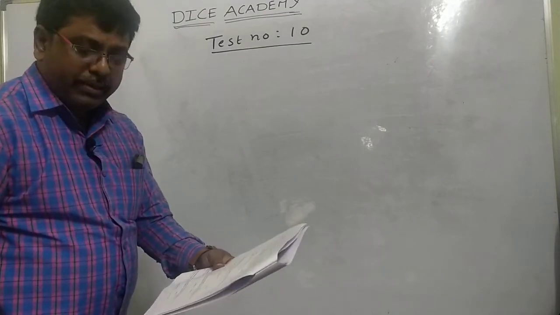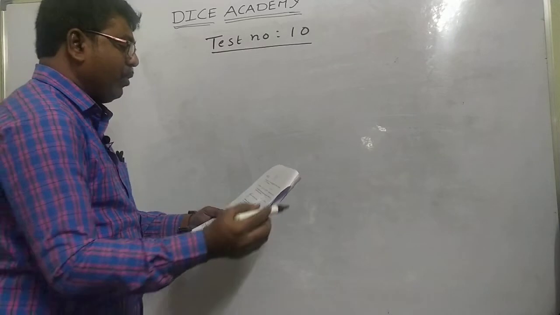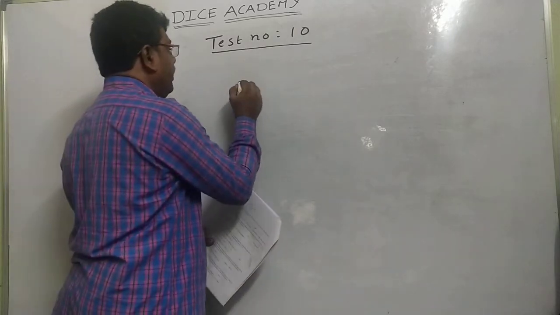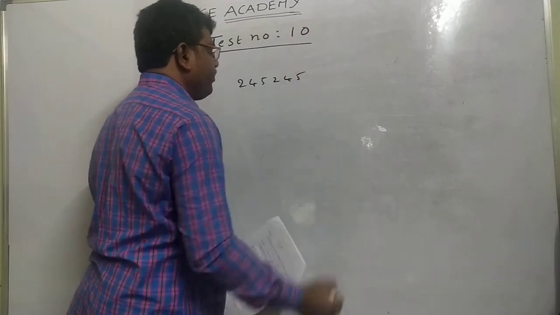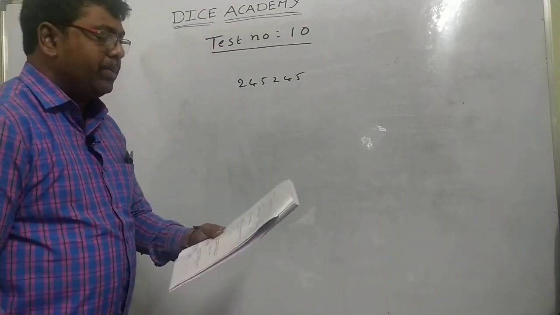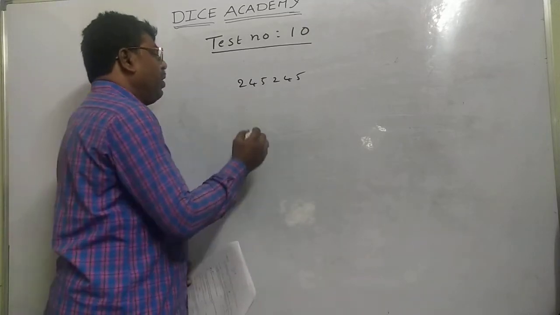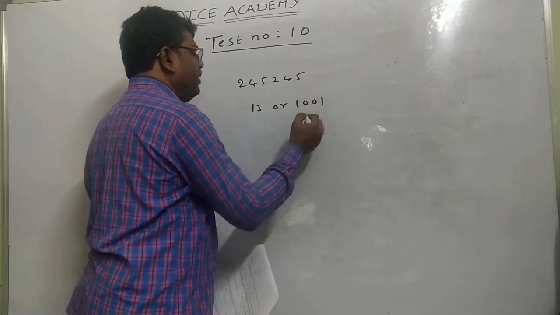The second problem is a 6-digit number formed by repeating a 3-digit number. For example, 245 245. This is actually a fixed problem. Always it is a multiple of 13, a multiple of 13 over 1001. This is a fixed problem.